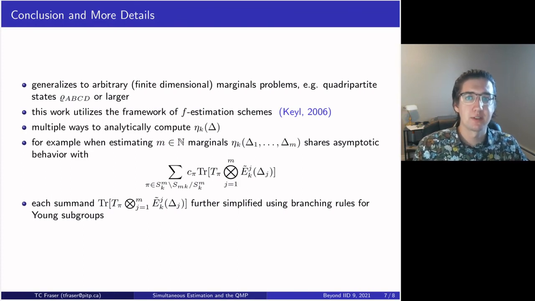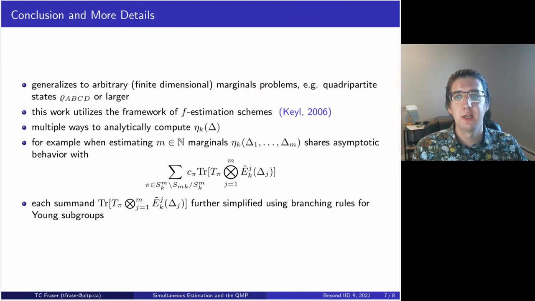And it is my hope that through studying the structure of these measures more carefully, we can obtain deep insights into the structure of multipartite quantum states.